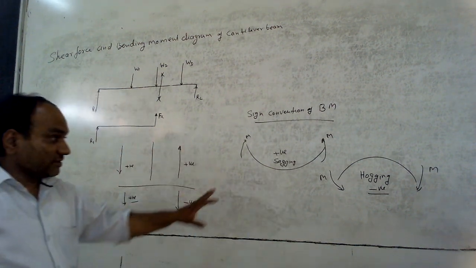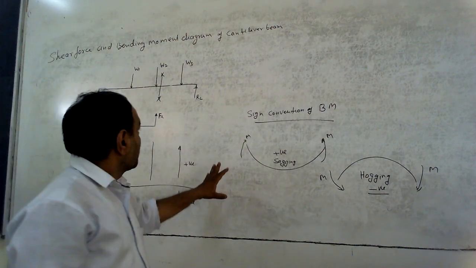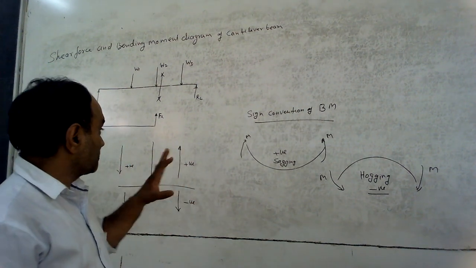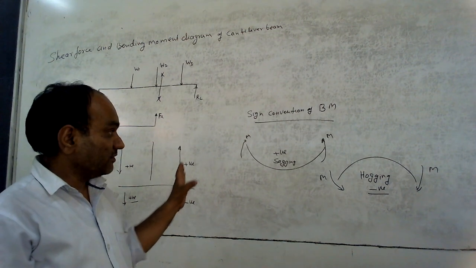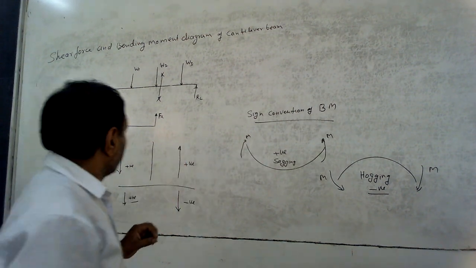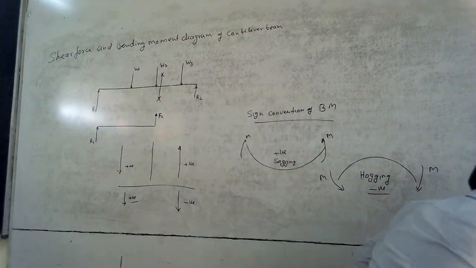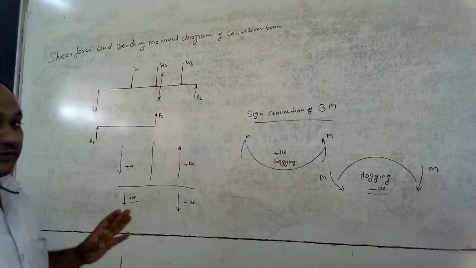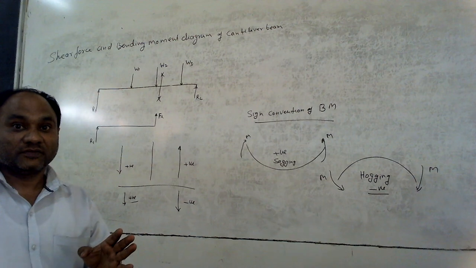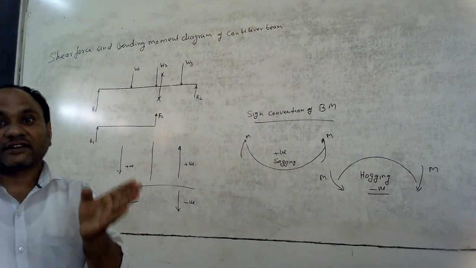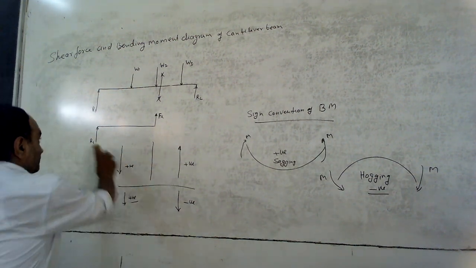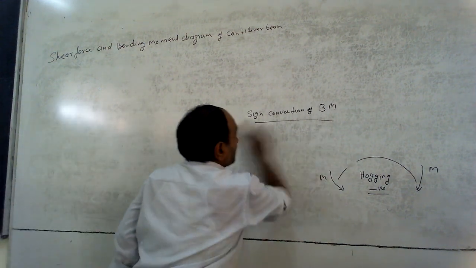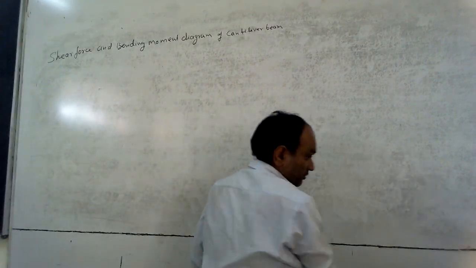This was the sign convention that is taken in shear force and bending moment diagrams. Everyone has to remember this sign convention. So next, I would like to derive the shear force and bending moment diagram for a cantilever beam with a point load at the free end.